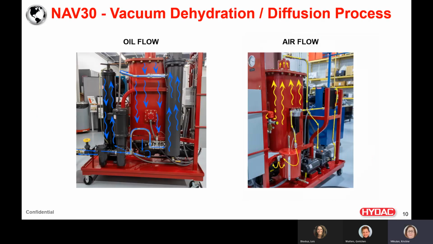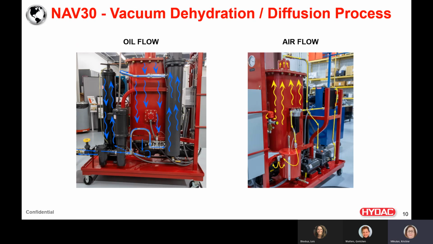The process here, as represented by the blue arrows, is the oil flowing through the equipment. It's coming in, going through a heater, going into the reaction chamber, and then it will go through the filter and then back to tank.